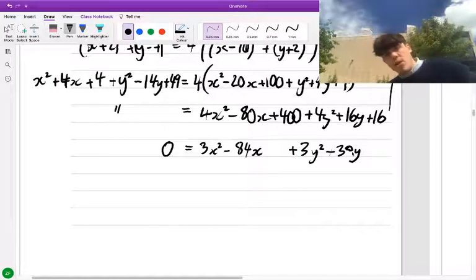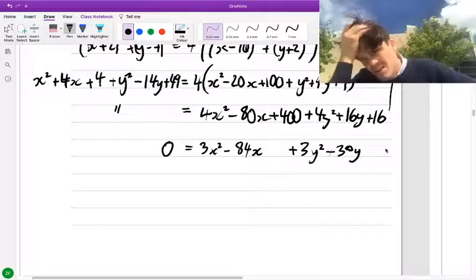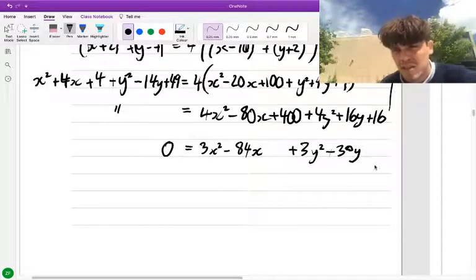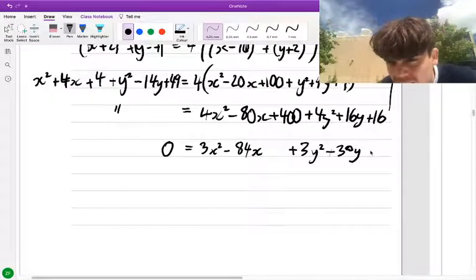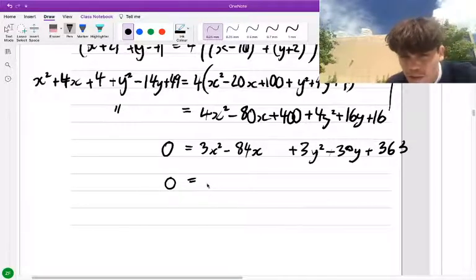Then, okay, so now a 49 and a 4 makes 53. So 400 minus 53 is 347. And 347 to get to 350 with a leftover 13, 363. Plus 363. Now, common factor all through here. You should be able to spot it. If you don't spot a common factor, you've probably made a mistake. So I'm going to divide everything by 3.